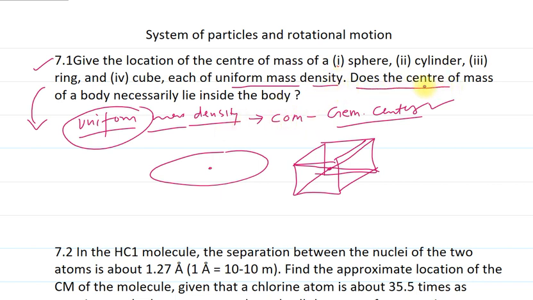Then the next question in this part is, does the center of mass of a body necessarily lie inside the body? So it is not required. The center of mass may lie outside the body. Just in case of a ring, the center of mass is at the center where no mass is actually present. So the center of mass of a body can lie outside the body as well. It is not necessary that it lies inside the body. So these are the answers for question number 1.